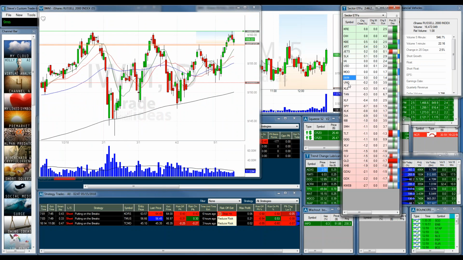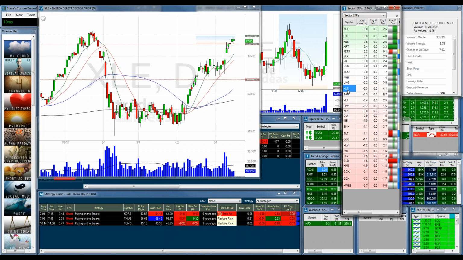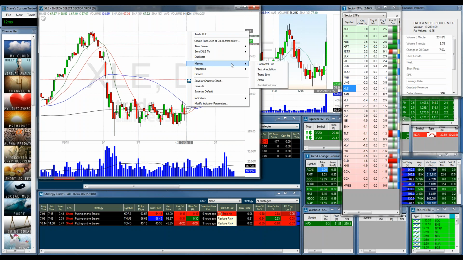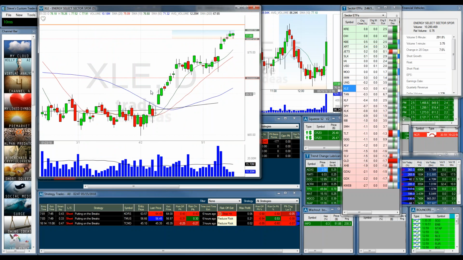IWM, we talked ad nauseum about that. Hopefully it holds that pivot level. UNG is not a tradable. We won't even talk about that. The energy sector, kind of like the OIHs, they've had a gap up and they've had 4 or 5, 6 days of good movement. I anticipate maybe a little pullback or consolidation on the energy sector. But then if you look left, there's a big level coming up over there in energy.